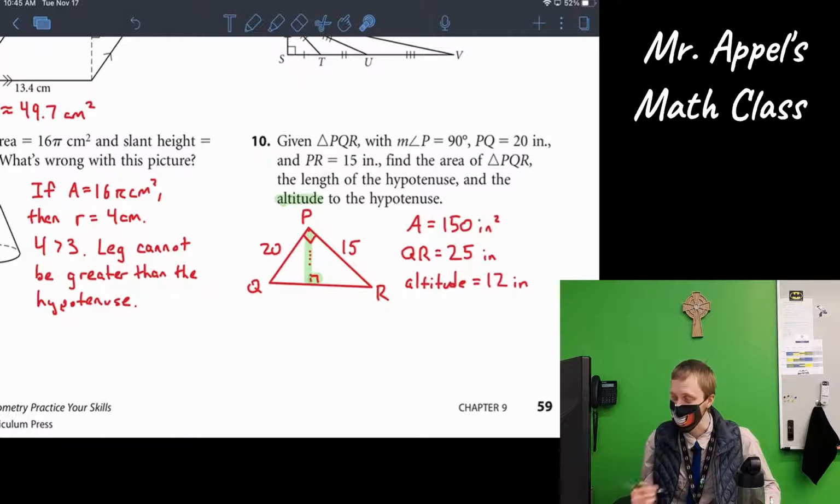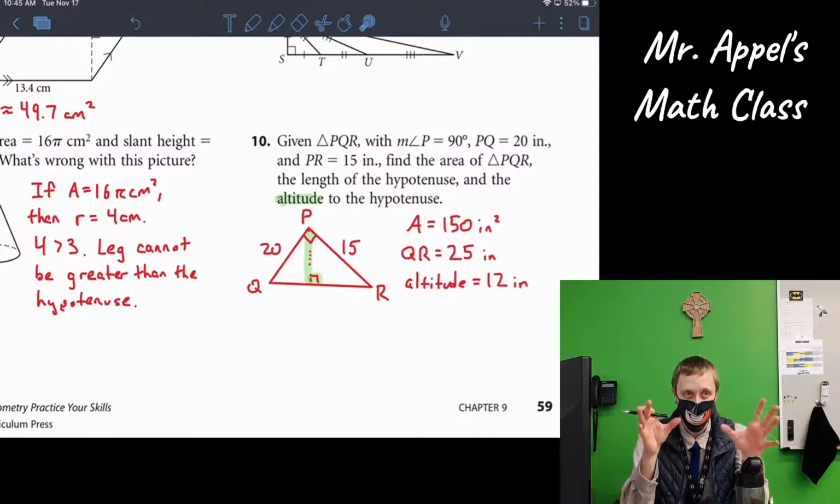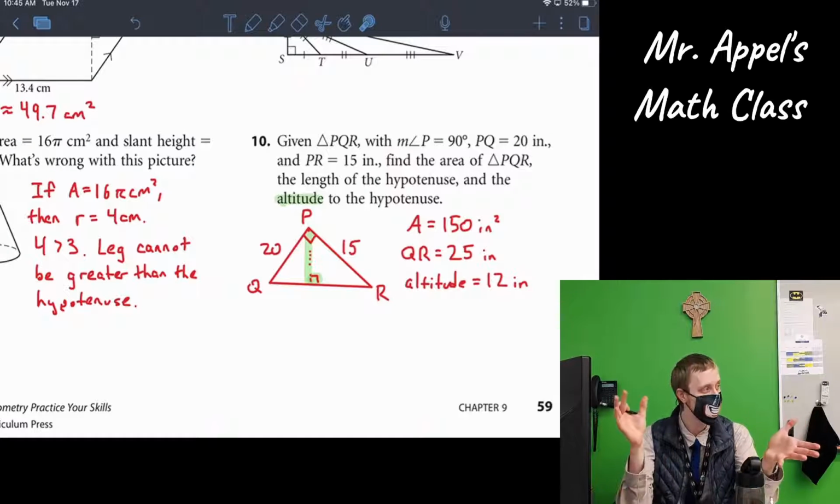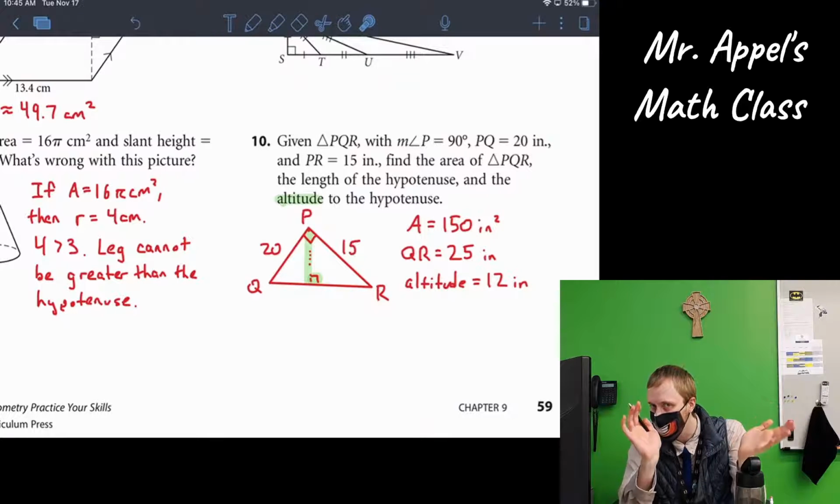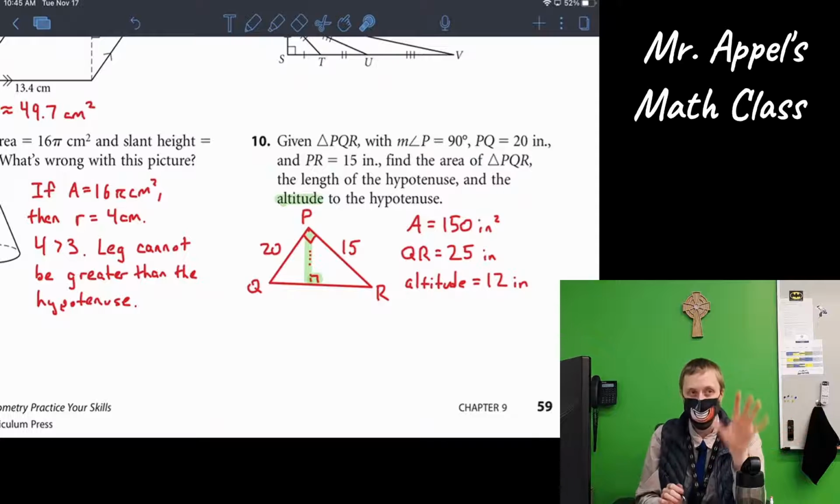And the secret to discovering that is with the area. You already calculated the area. The area of the triangle is constant. It doesn't change just because you calculated it differently. Any base times perpendicular height divided by 2 gives you the area of the triangle. So you know this length, you know the area, you can divide to solve for this height.